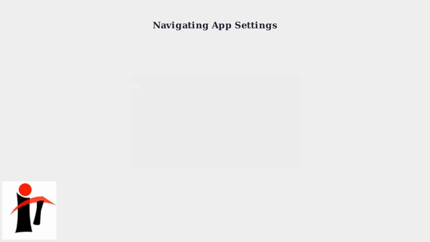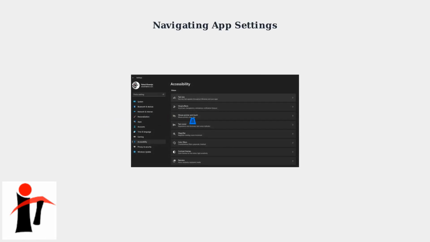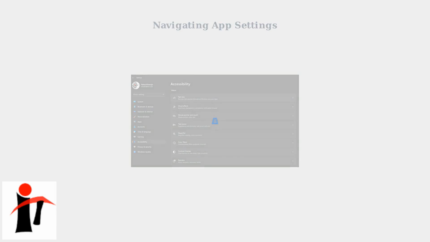To access these settings, navigate to the app's accessibility menu. Here's how a hand might move through the settings to toggle features off.